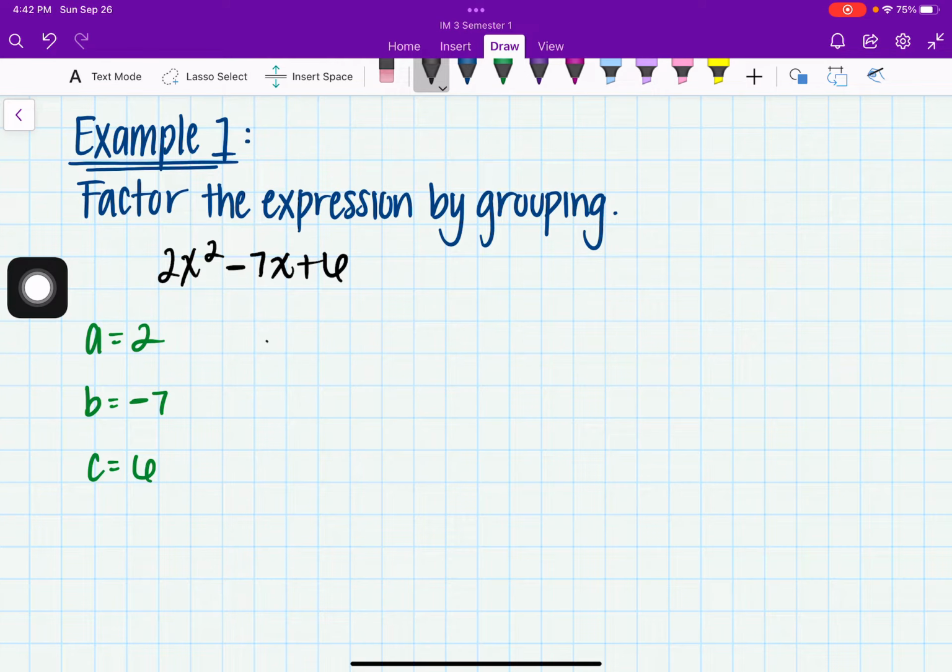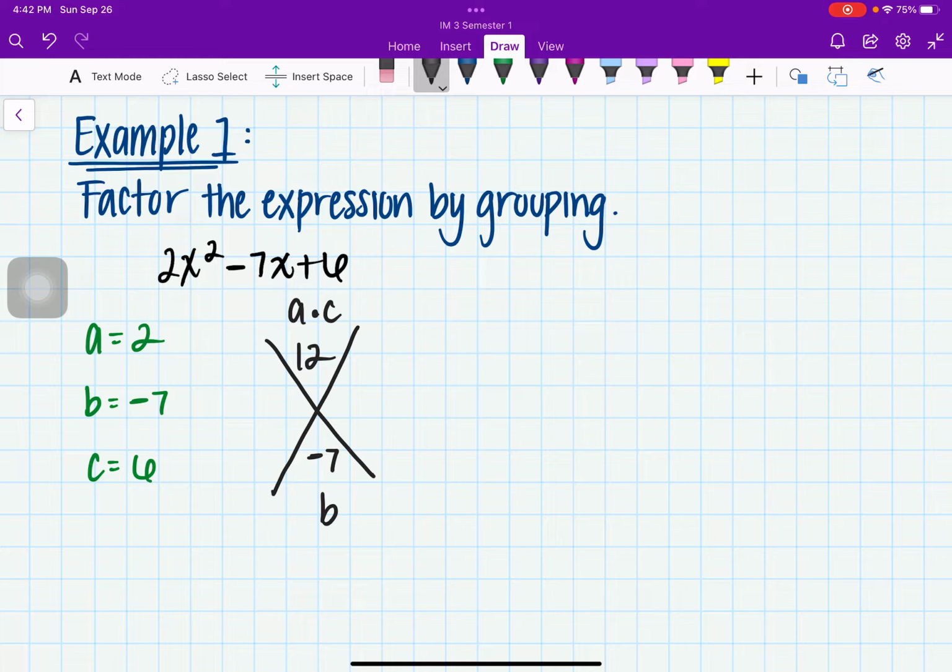Now, from here, we want to build our diamond, and the diamond works the same way. We have A times C, and then we have B. A times C is going to give us 12, and B is going to give us negative 7. So we're looking for two factors that multiply to 12 and add up to negative 7. In this case, those factors would be negative 4 and negative 3.